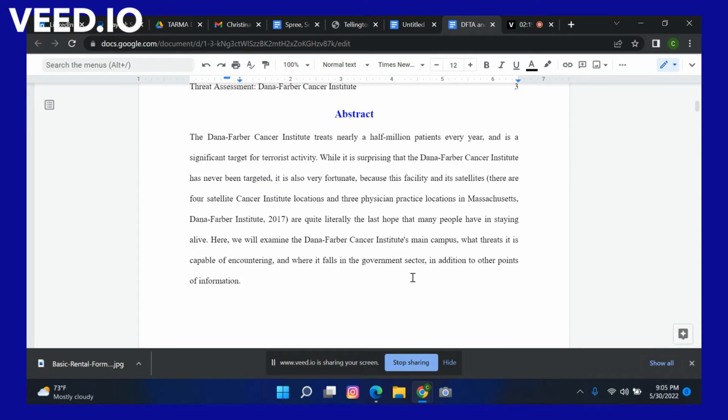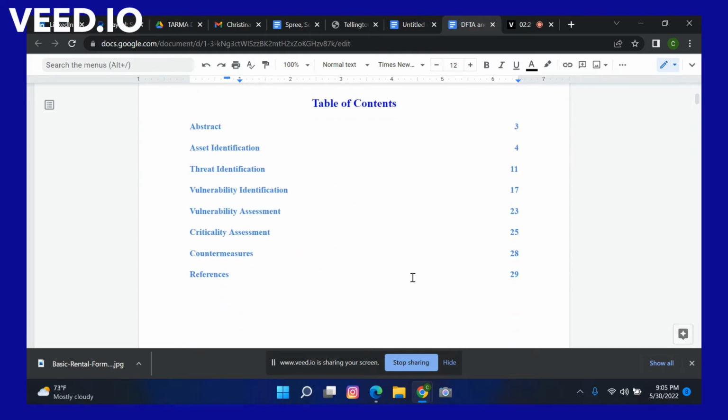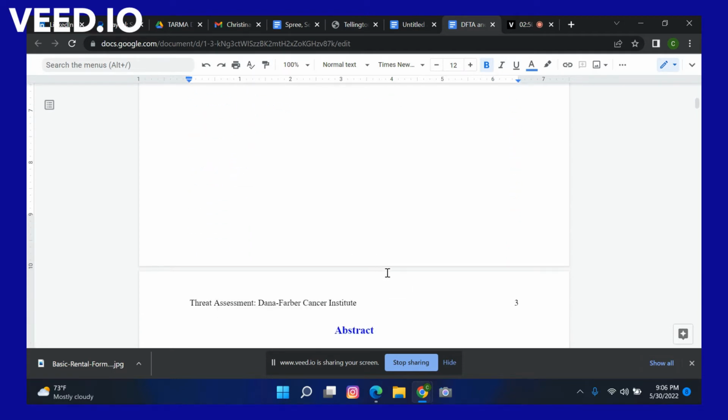In addition to the abstract, the only thing that I'm really sort of immovable on is the reference page. I'm very uncomfortable conducting a paper or conducting a research project of this magnitude, because that's what a threat assessment is. It's a research project. But I'm very uncomfortable conducting a research project of that caliber and not having a reference page, because there are so many different references.